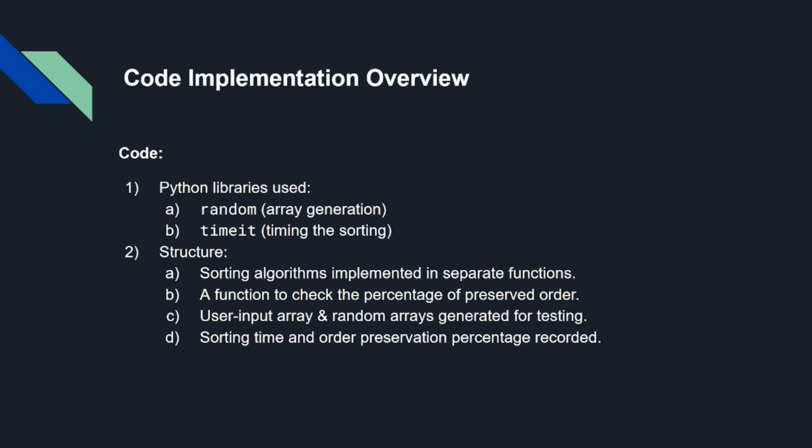The structure of our program is that the sorting algorithms are placed in a function. Then we have a second function for the order preservation, which gives us the stability percentage value for the algorithms. Then we have the user input prompt and a randomly generated array for testing. And then we have the sorting time and order preservation values that are recorded in the program and outputted.